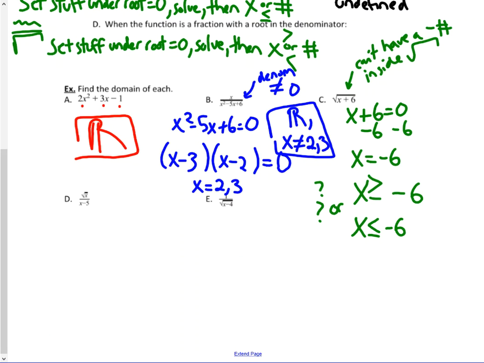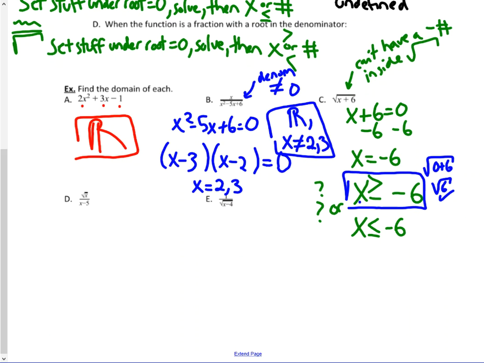If at this point you just want to plug in some numbers and see what works, that's fine. Let's start with this top one. If we plug in 0 for x, we would get the square root of 0 plus 6. So we'd get the square root of 6. That works. That checks out. Okay, looks like this is going to be the inequality that we want, because 0 is greater than or equal to negative 6. It satisfies this inequality. We're set to go.